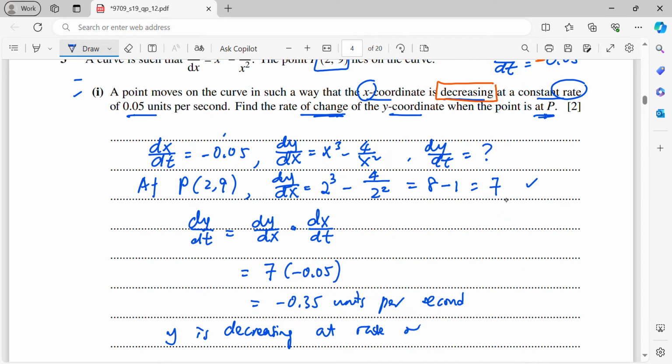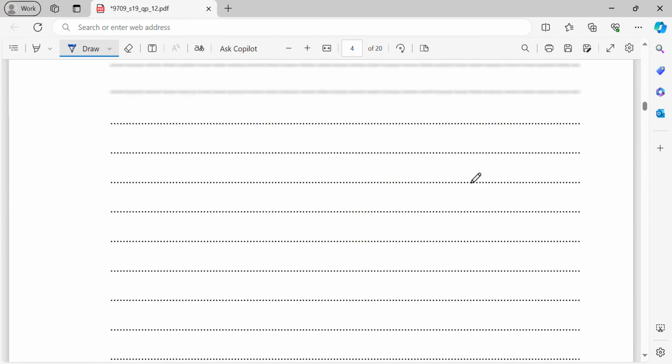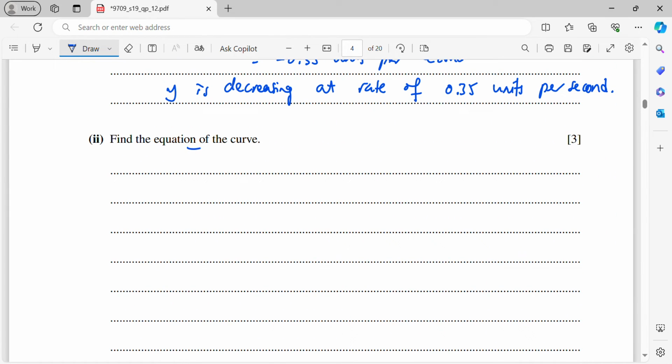At a rate of 0.35 units per second. Because it is negative, then it's decreasing. Okay, now part 2, find the equation of the curve.